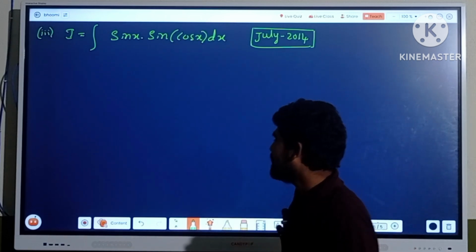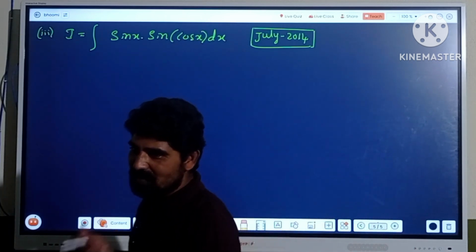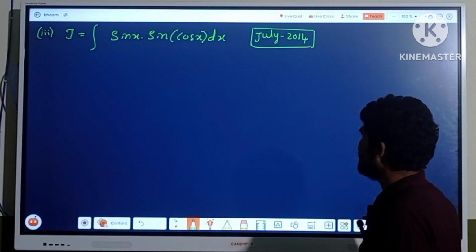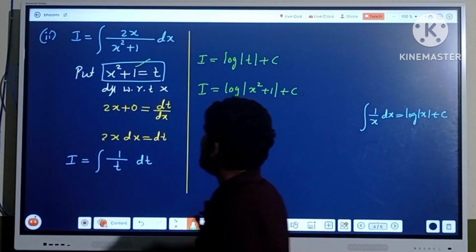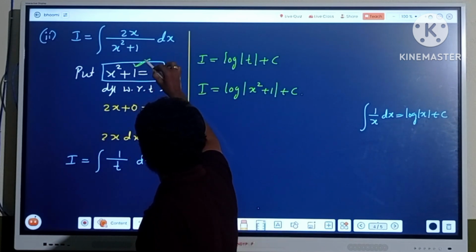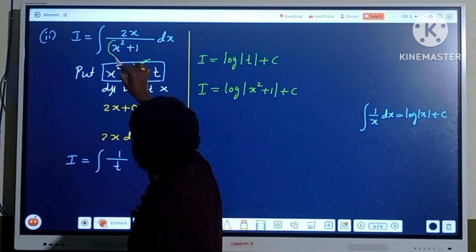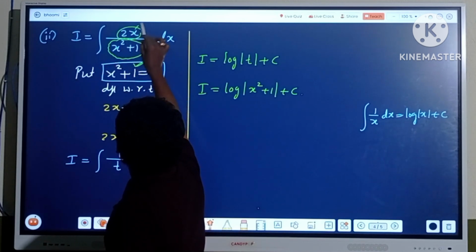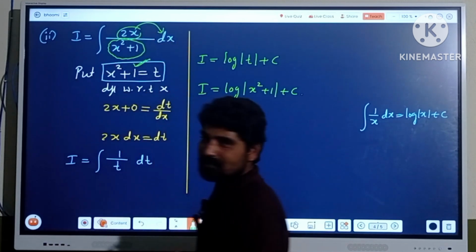One more thing here: when we use substitution in an integral problem, we need to observe one more thing. When we substitute the function, its derivative completely vanishes.